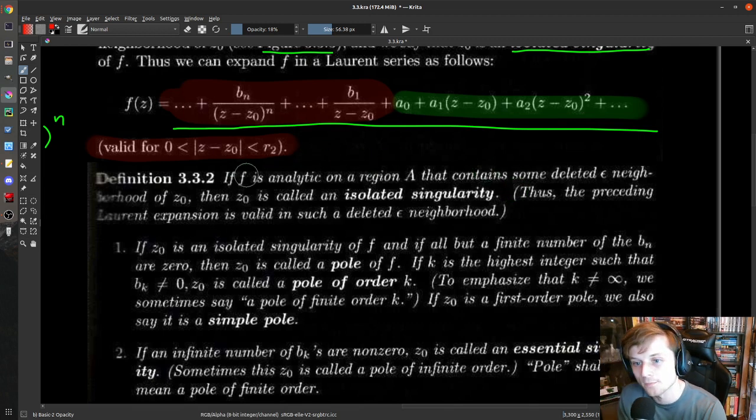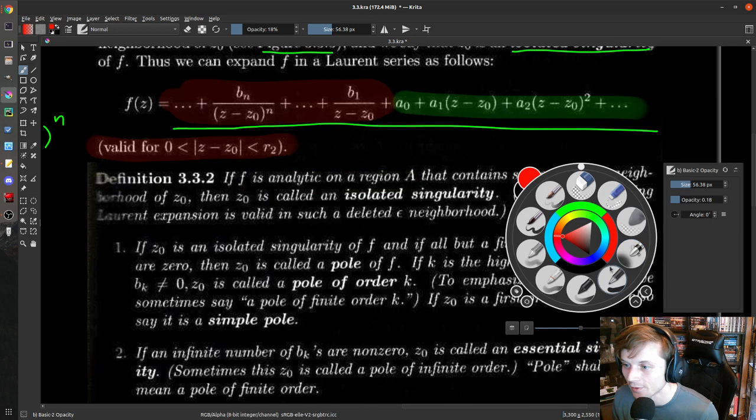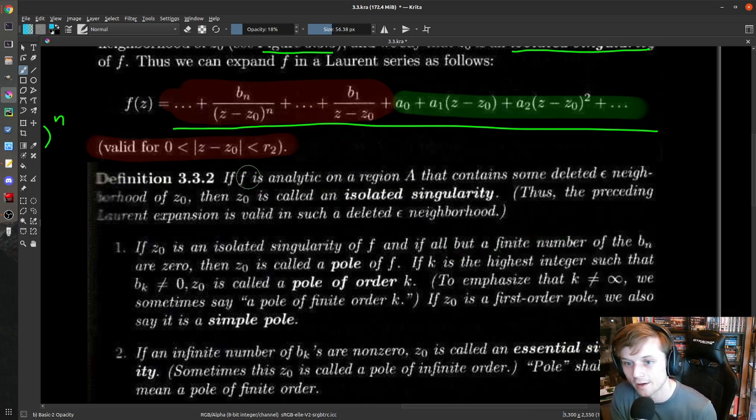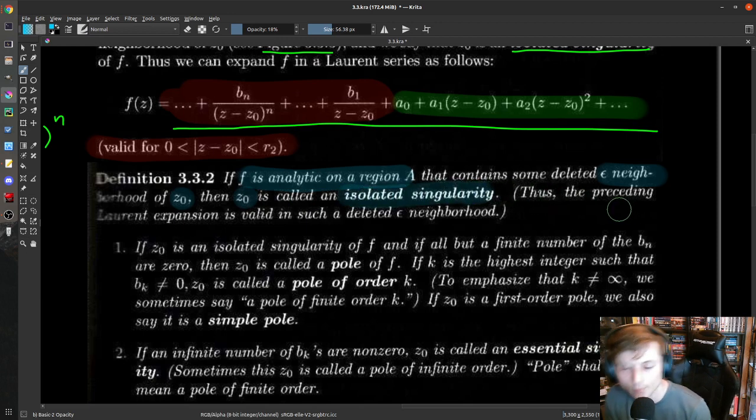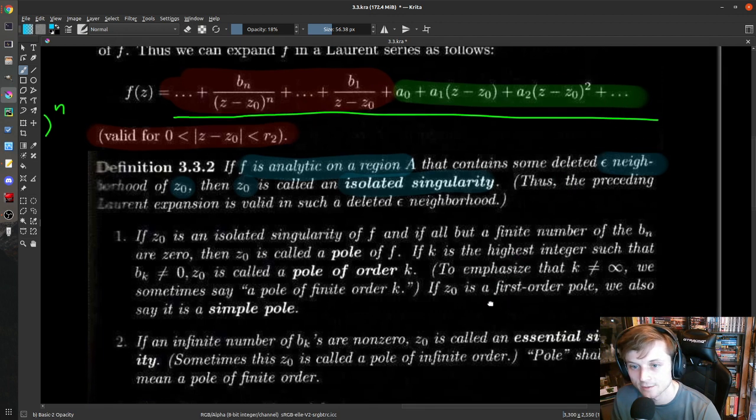All right, so if f is analytic on a region A, I'm going to not use red, that looks pretty obnoxious. I like blue better. If f is analytic on a region A that contains some deleted epsilon neighborhood of z0, then z0 is an isolated singularity. We just said that. Okay, so this situation, in terms of a Laurent expansion.